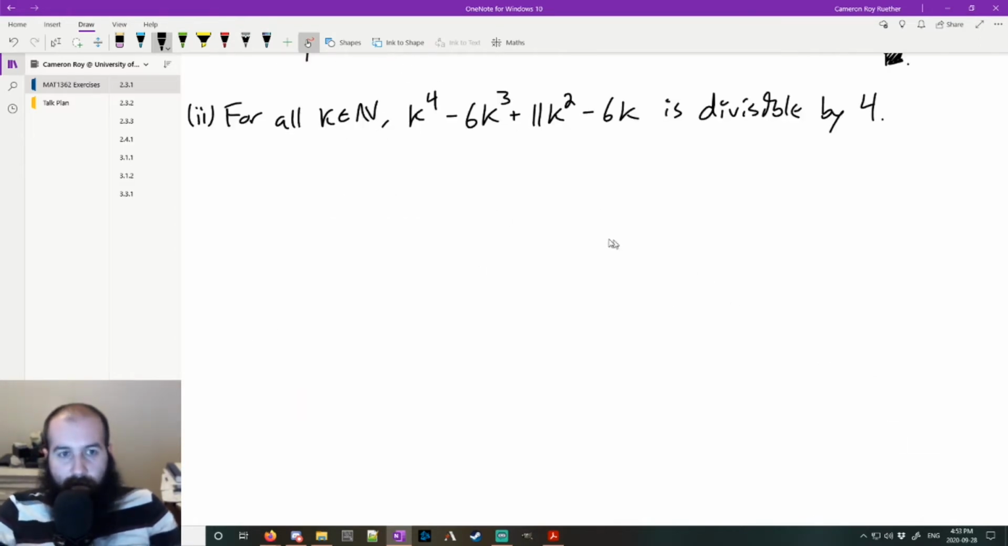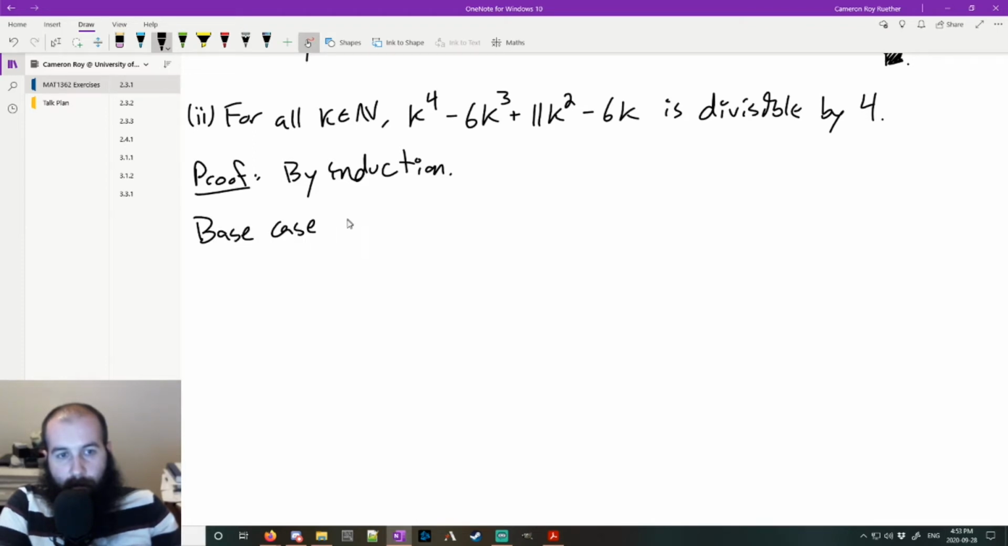Part 2 is a similar statement. We're going to prove that for all natural numbers k, this expression is divisible by 4. The proof follows the same format. By induction, we consider the base case, which is still k equals 1, the smallest natural number.